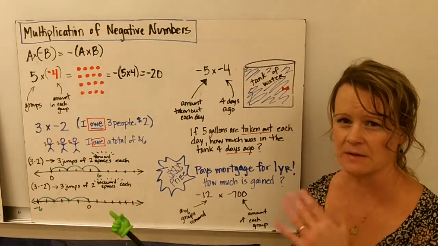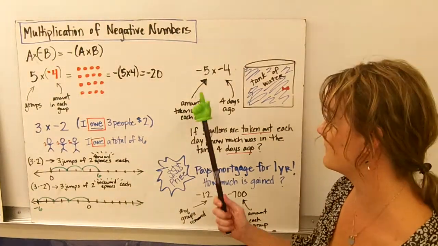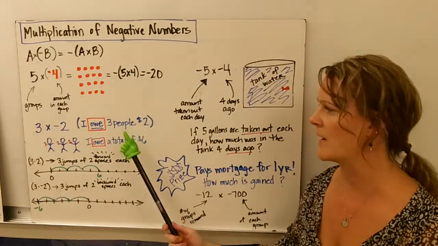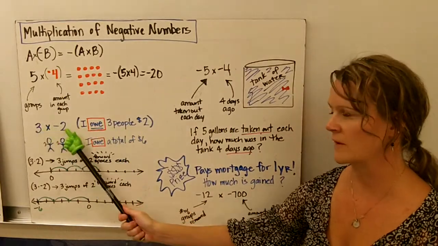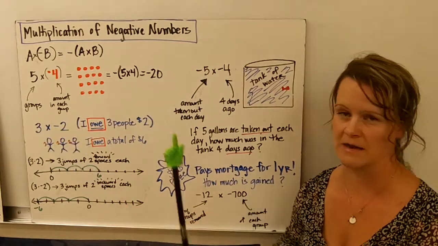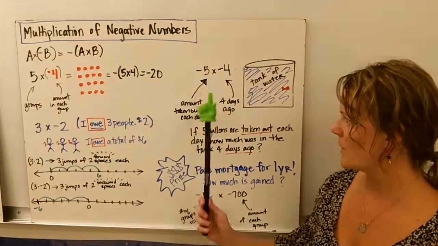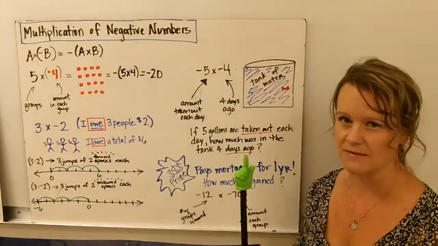The tricky part comes in coming up with a real-life model for a negative times a negative. And it's pretty tricky. A lot of times when we talk about owing, it's pretty simple to explain a problem where we have a positive and a negative. You can always say you owe a certain amount to a certain number of people. But when we're talking about a negative times a negative, it does get tricky.